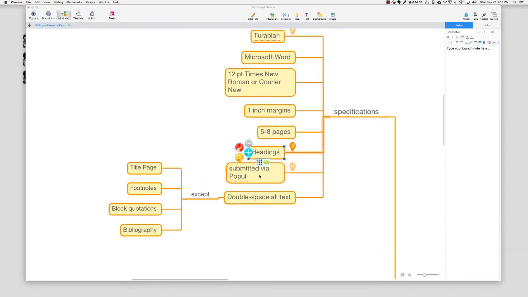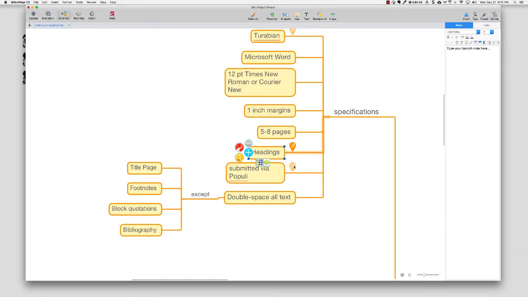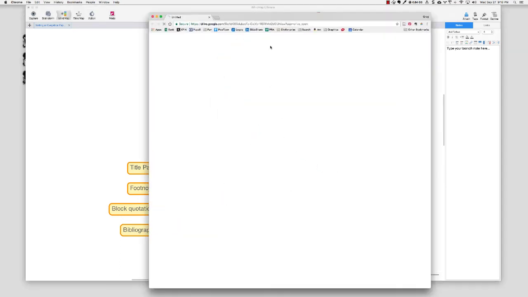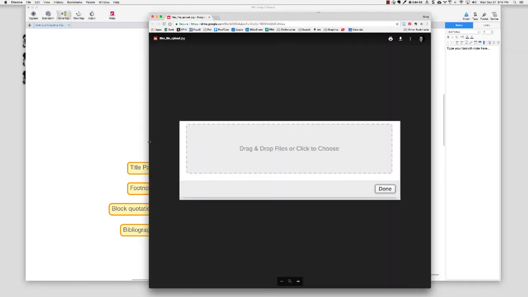You need to submit it through Populi. And this is kind of what it looks like. There's going to be a place for you to drag and drop your document. I don't want you to submit your papers to me by email. I want you to use Populi.